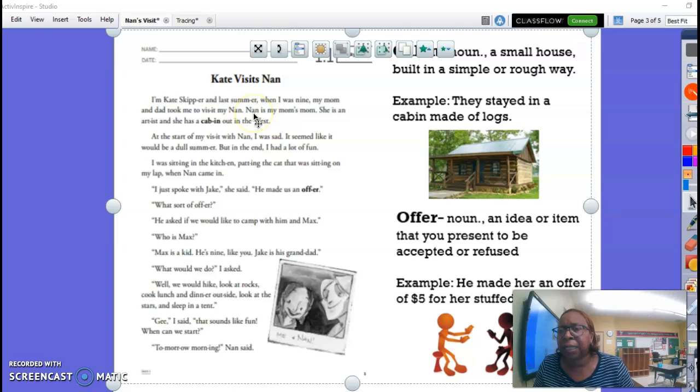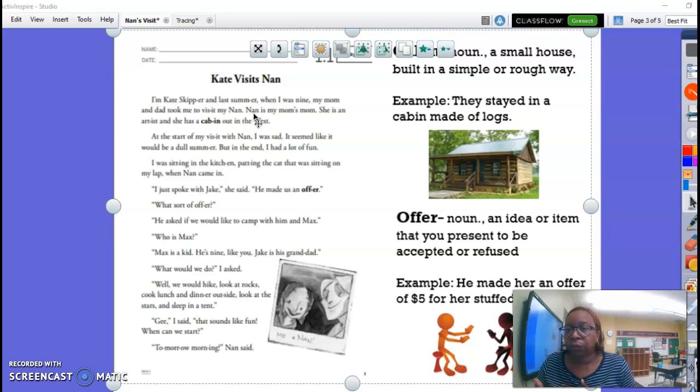But she went on to tell you that Nan is my mom's mom, which means Nan is her grandmother. Your mom's mom. That's your grandmother. You might call her Mama, my dear, Nan, Nanny, Grandma, Granny. You have different names that you can call your grandmother. Everybody is different. I call mine Mama, and I had one that I called my dear.